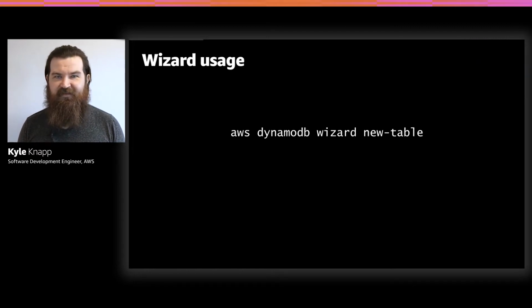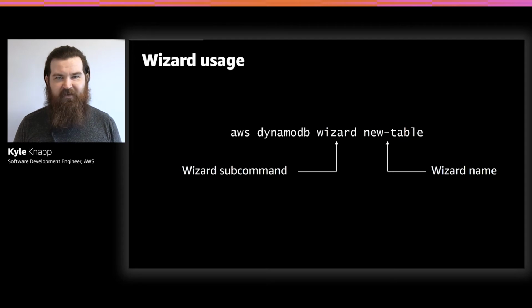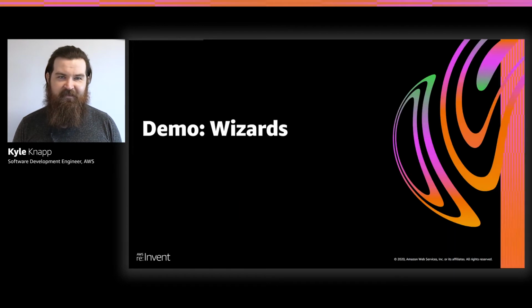And here's a sample CLI wizard command. If you run this command, it'll open a command line wizard for creating a new DynamoDB table. And for most CLI wizard commands, they're composed of two parts. There's a wizard subcommand, which is the parent command for all wizards related to that particular service, and the actual name of the wizard that you want to run. So let's now move on to a demo to better illustrate how wizards work.